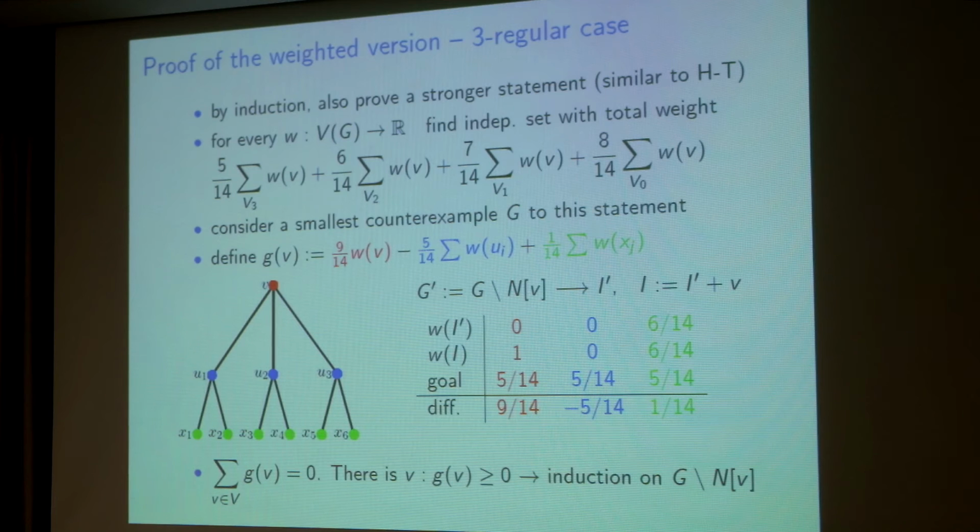But now look, if I sum this formula GV over all the vertices in my graph G, no matter what the weights are, the total sum is 0. Why is it so? Each vertex V appears exactly once as the root. That's 9. Exactly 3 times in the first neighborhood. That's 9 minus 3 times 5, that's minus 6. But also 6 times in the second neighborhood, which is plus 6 times 1 over 14. So the total sum of all those GV is 0. So just by a simple averaging, there must be at least one vertex where this formula is not negative. And the induction on this vertex will be fine.